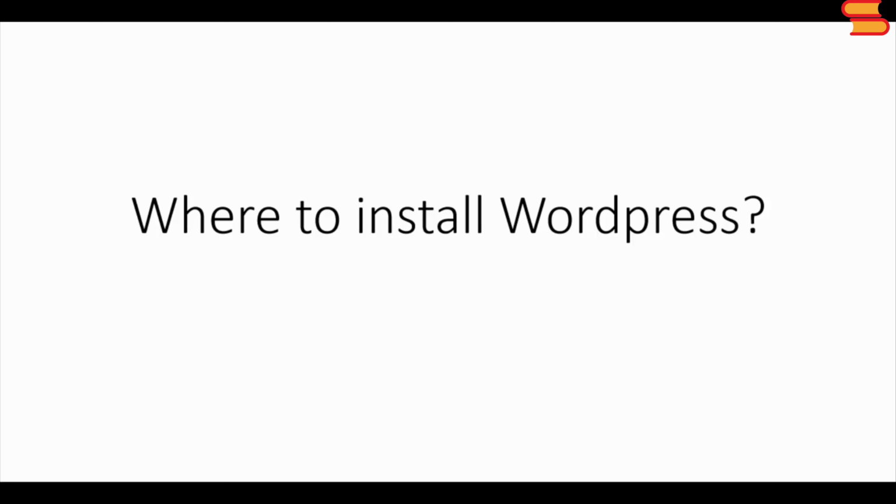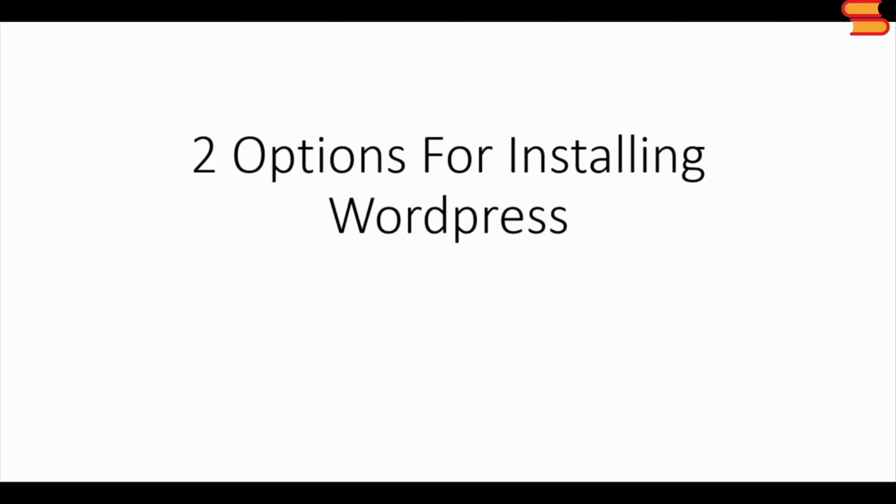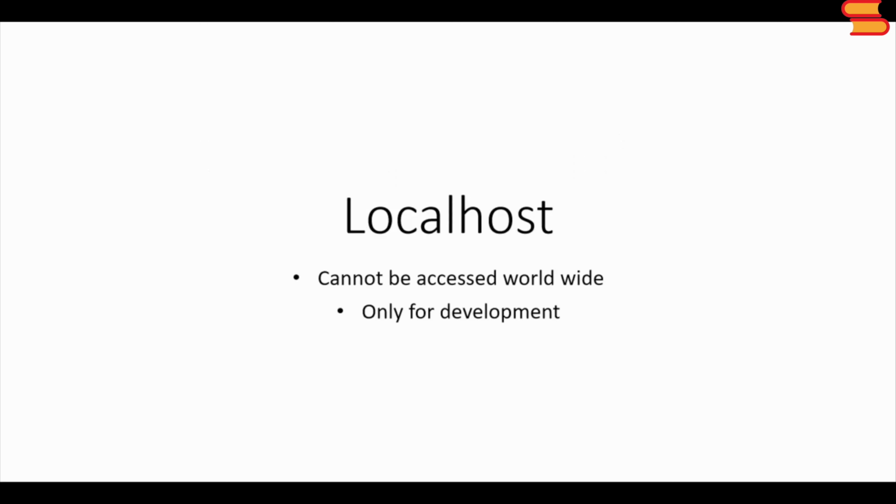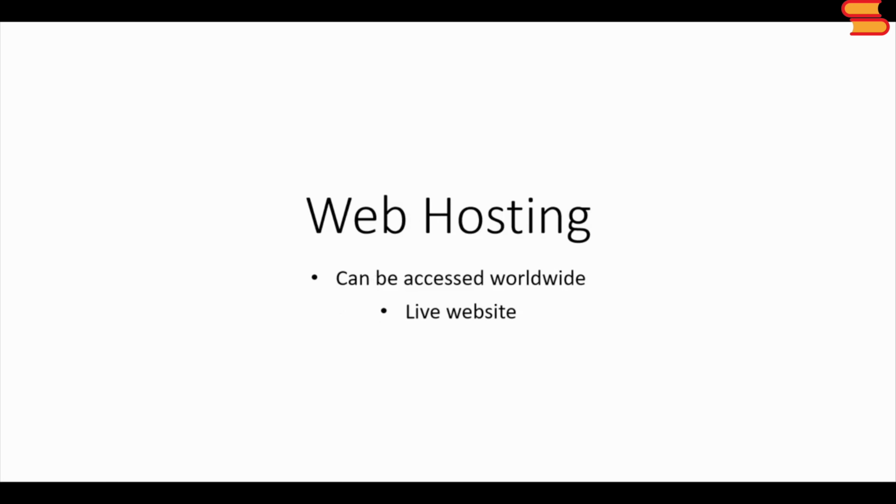So where to install WordPress? You have two options for installing WordPress. Number 1, localhost, which cannot be accessed worldwide, and it is only for development. Number 2, web hosting, which can be accessed worldwide, and it is only for live website. So this is where you can install WordPress.